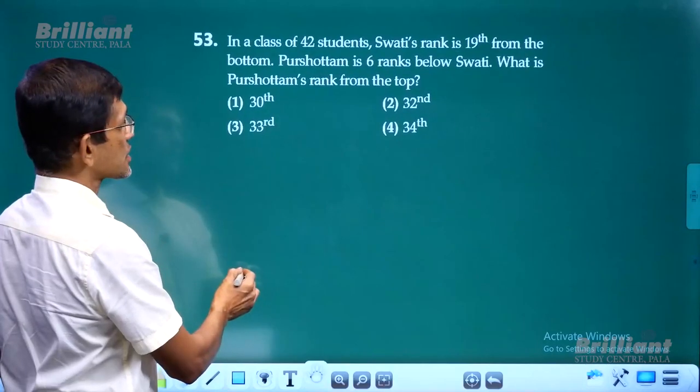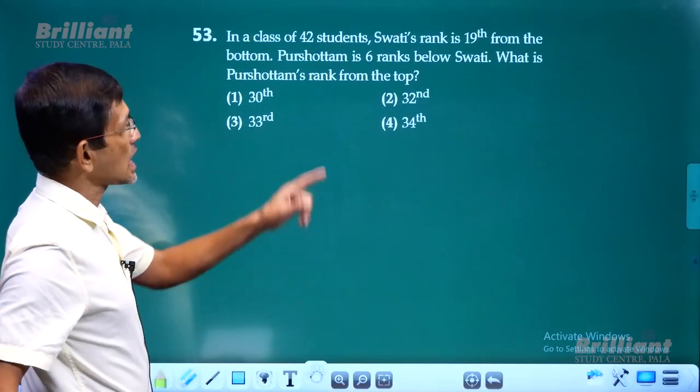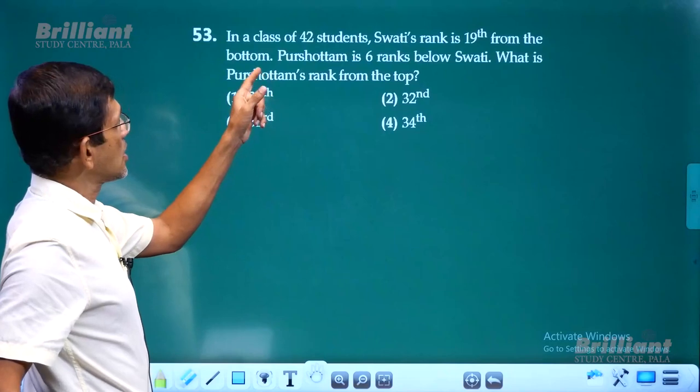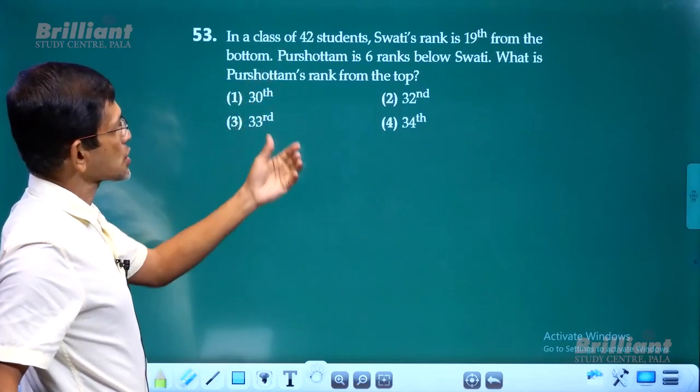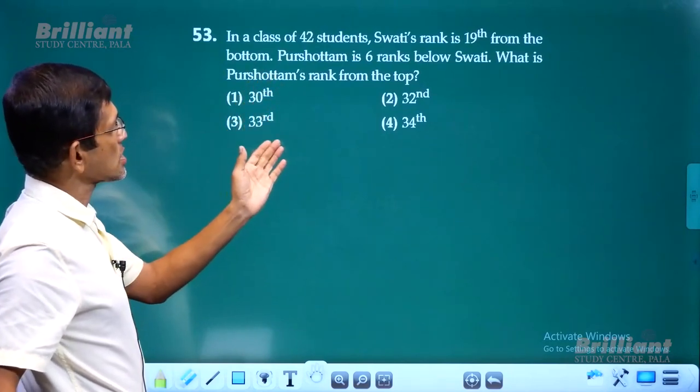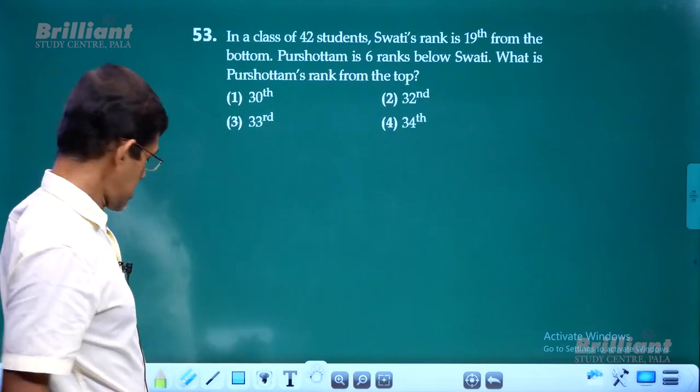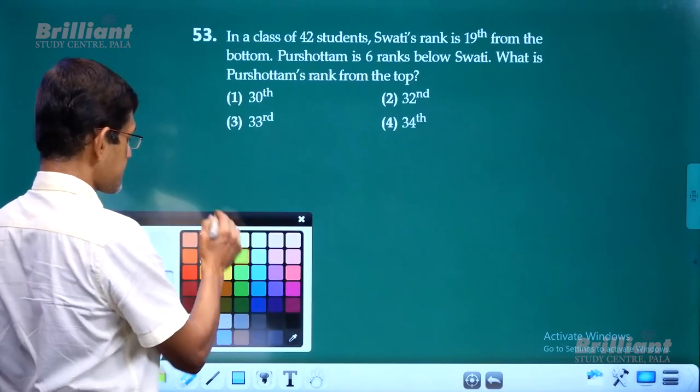In a class of 42 students, Swati's rank is 19th from the bottom. Purushottam is 6 ranks below Swati. What is Purushottam's rank from the top? All right, let's check it out.